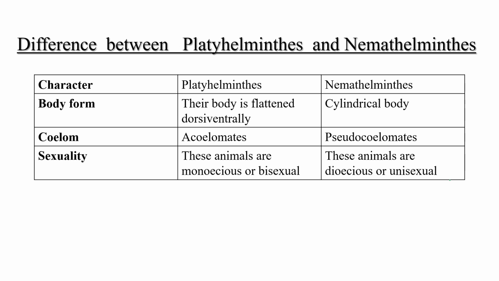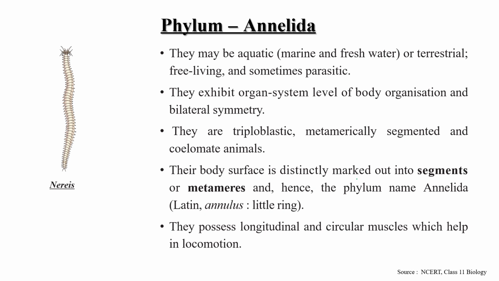Now let's compare both phylum Platyhelminthes and Nematohelminthes. In Platyhelminthes, the body is flat. That's why we use the term flatworm for the same. In Nematohelminthes, they have a rounded, cylindrical body. Platyhelminthes are acoelomates, they don't have any type of coelom, while in Nematohelminthes, pseudocoelom is there. Regarding sexuality, the animals belonging to Platyhelminthes are bisexual or monoecious, while all the members of Nematohelminthes are dioecious or unisexual in nature. Clear? Now next phylum is Annelida.